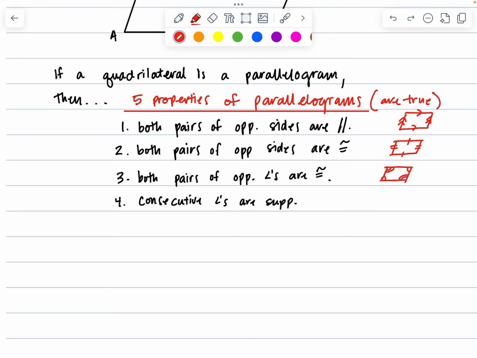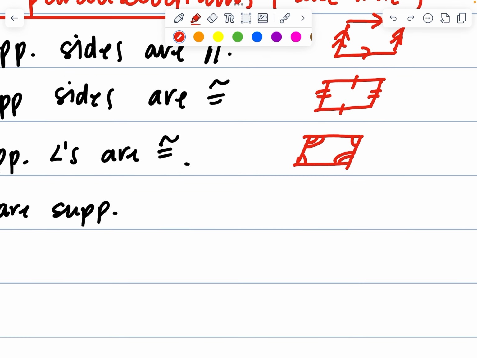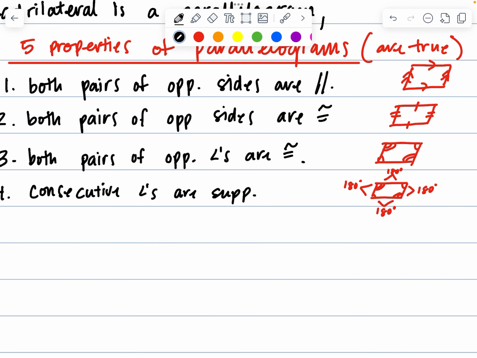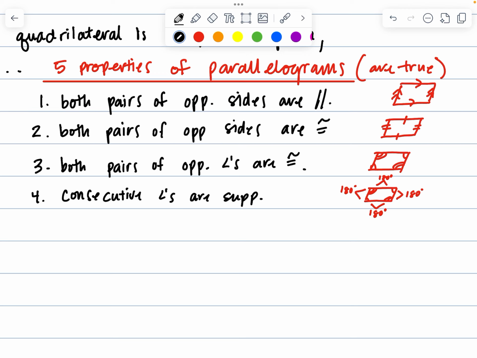Consecutive angles are supplementary. This one's going to be a little bit tricky to draw. Let's go ahead and draw it. It's going to be exactly like the drawing above: 2 ticks, 1 tick, 1 tick, 2 ticks. But then I'm going to put 180s all around. These two add up to 180. These two add up to 180. Consecutive angles all add up to 180, because they're all same side interior angles. Okay? And then the last one.